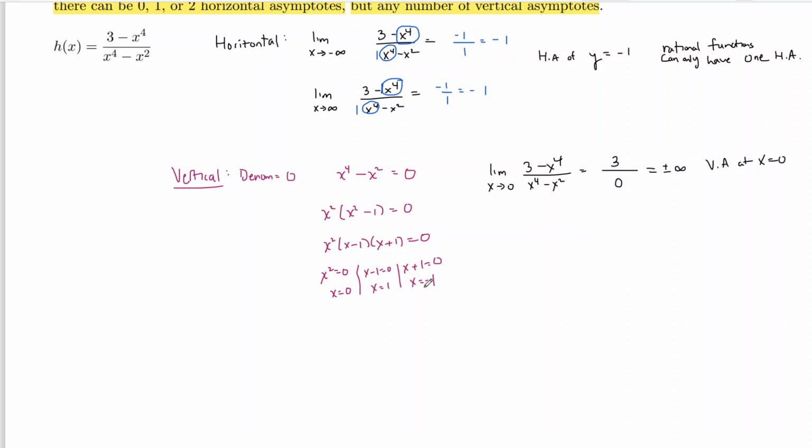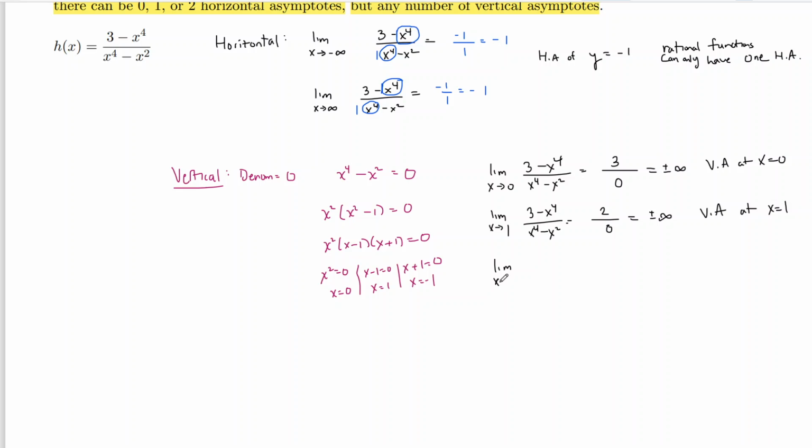And now let's do the same thing for 1 and -1. Notice that I didn't factor at all or try to factor. So let's go ahead and plug in limit as x goes to 1, 3 minus x to the 4th over x to the 4th minus x squared. Well, if you plug in 1, we should get 0 on the bottom because that's how we came up with it. And then when we plug in 1 on the top, we get 3 minus 1, which is 2. That's another one that's a non-zero over 0, which means it's positive or -infinity. So we have a vertical asymptote at x equals 1 as well.